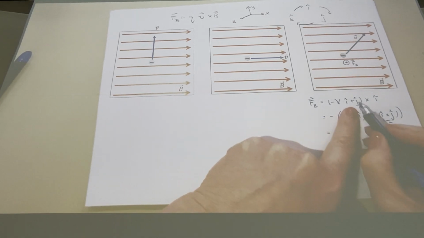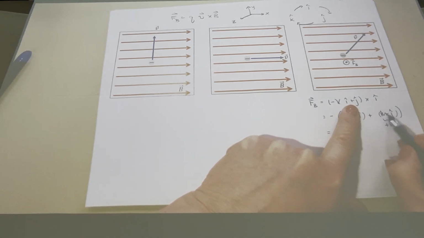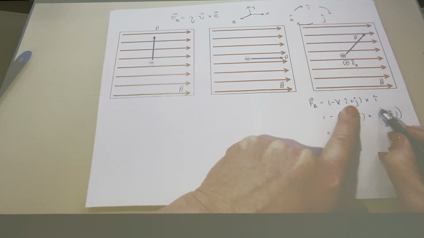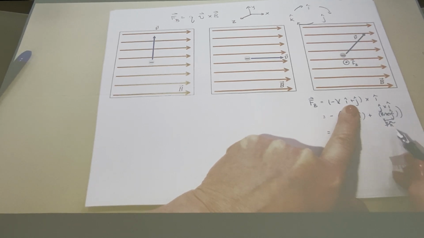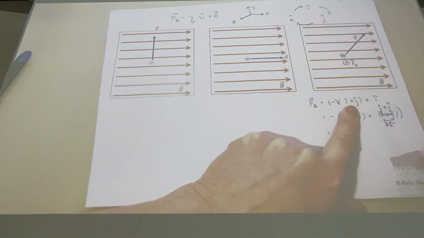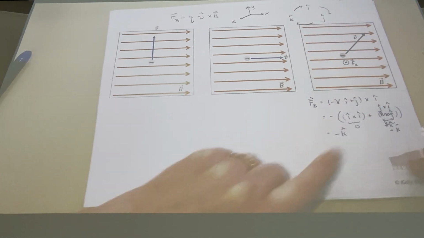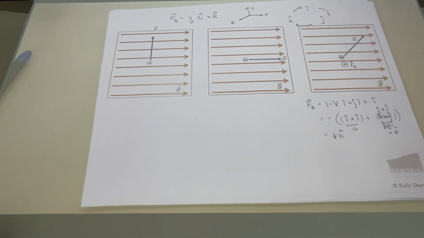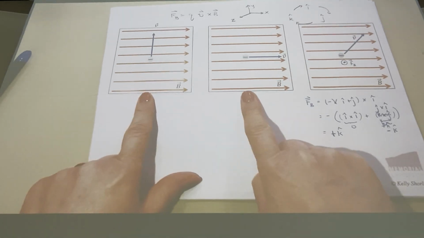Oh, look, I did it wrong. Here is j cross i, and I wrote i cross j. I'm so sorry. I don't like when I make mistakes. j cross i goes the wrong way around the circle, gets us negative k. Negative times negative gives us positive. Okay, any questions? I'll leave the other two for homework.